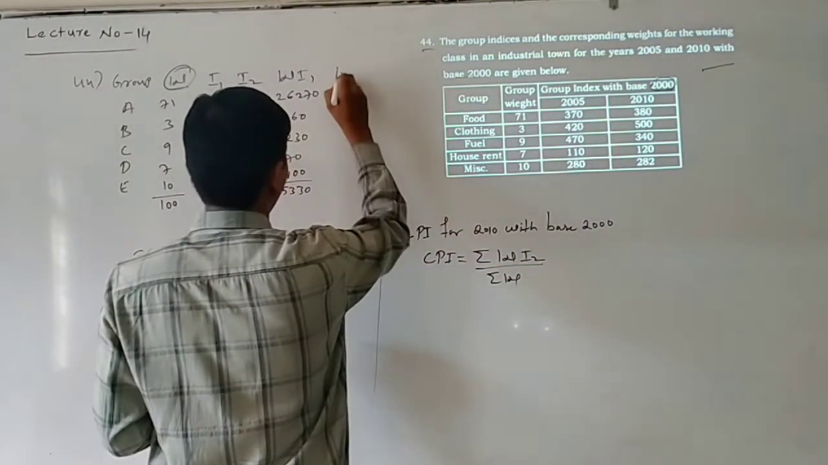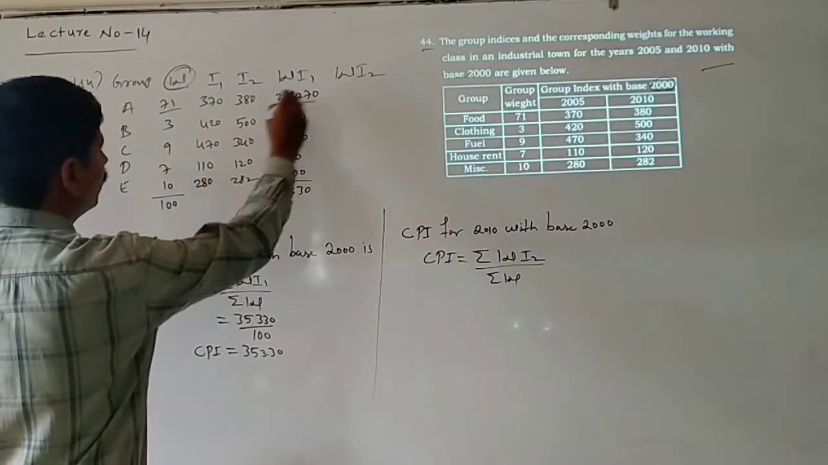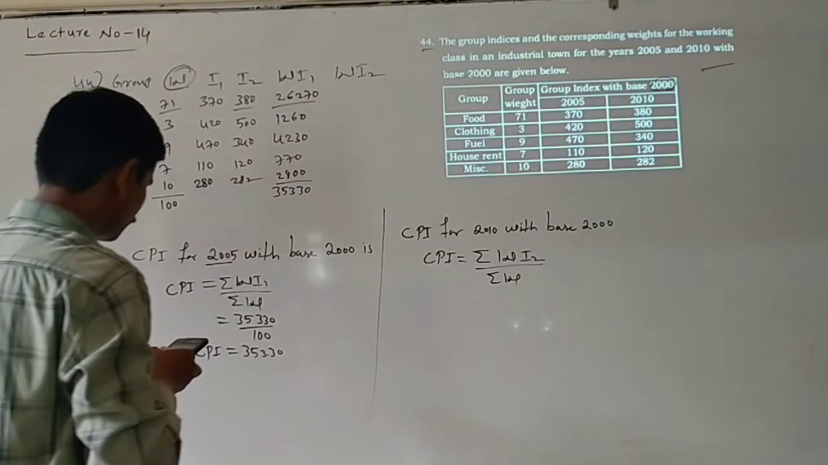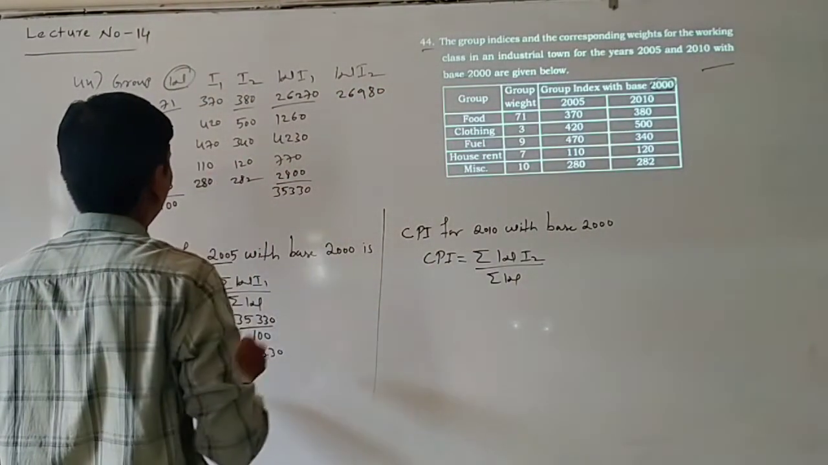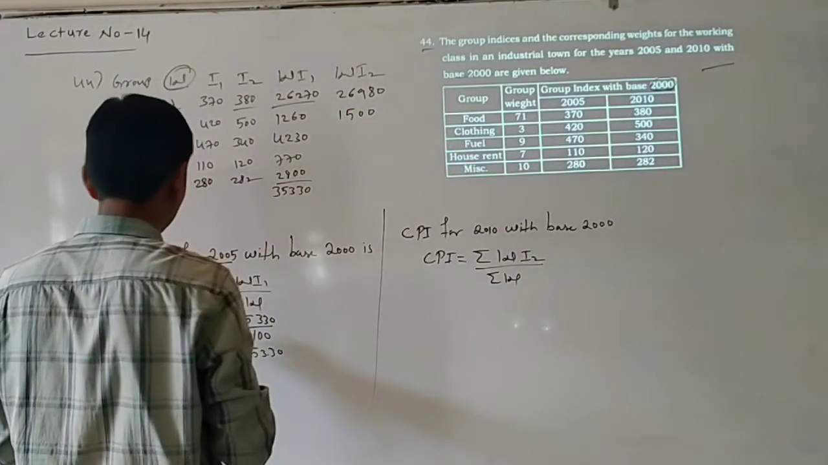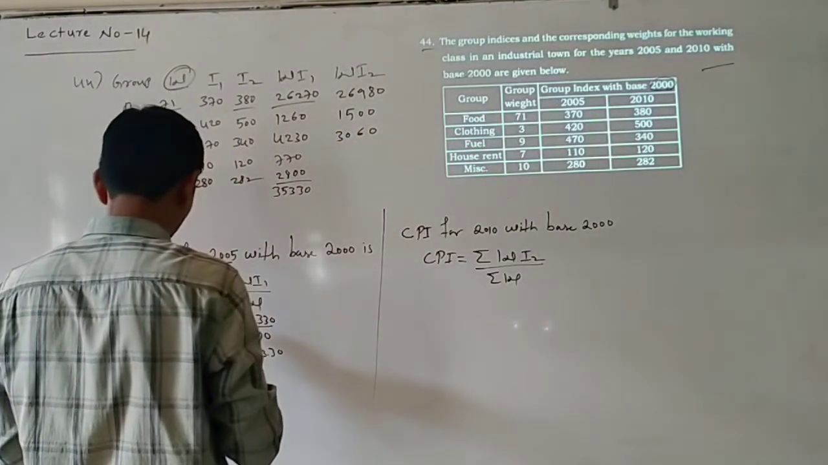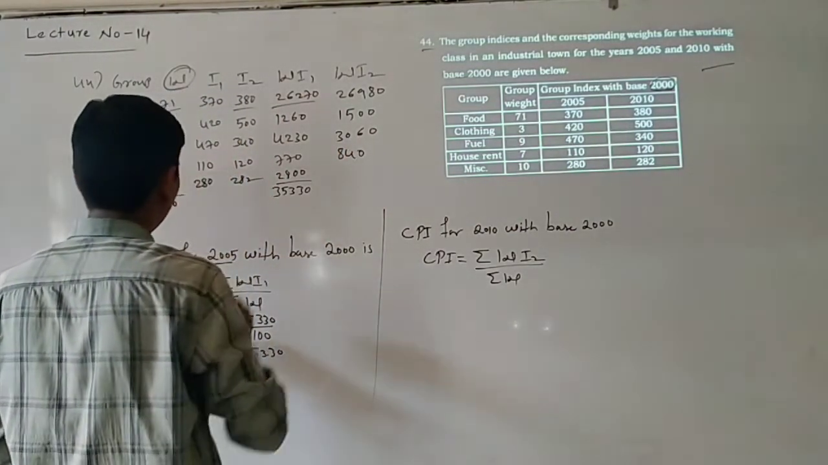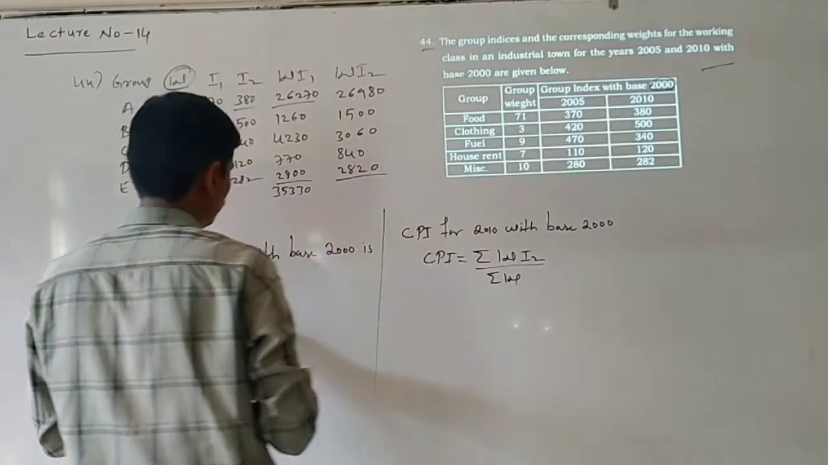Here you have to multiply W into I2. Here W is 71 and the I2 value is 380. Here 71 into 380 is 26980. Next, 3 into 500 is 1500. The next, 9 into 340 is 3060. The next, 7 into 120 is 840. 10 into 280 is 2800. Then substitute all the values.